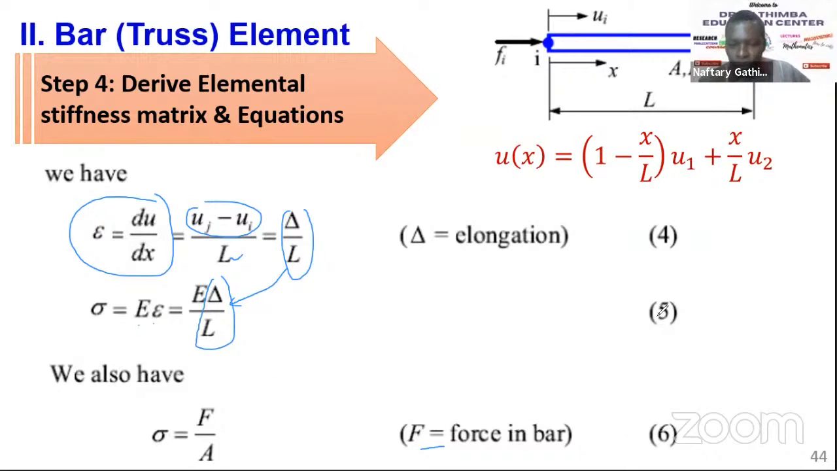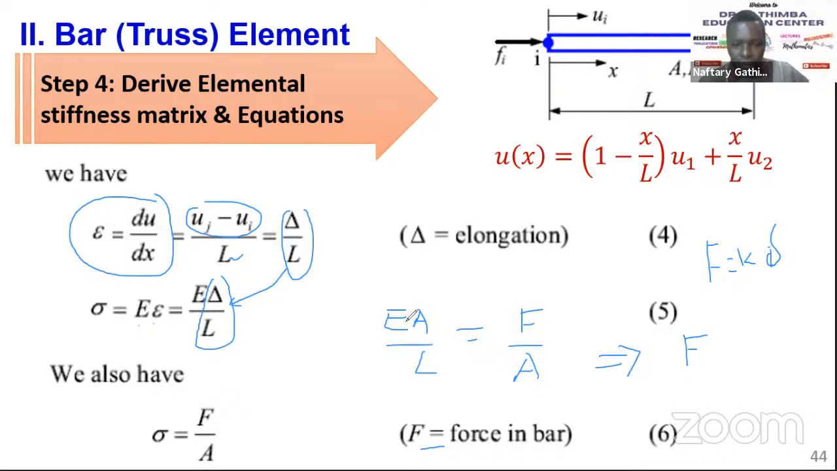So if you look at equation 5 and 6, they represent the same quantity. And therefore, you can equate equation 5 and 6. This will be E over L is the same as F over A. If you make F the subject, remember the form of the finite element equation is F equals K times displacement or deformation. So here, F will be equal to, you take it to the other side.